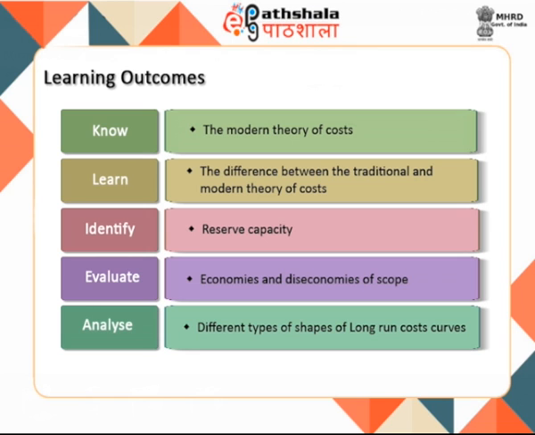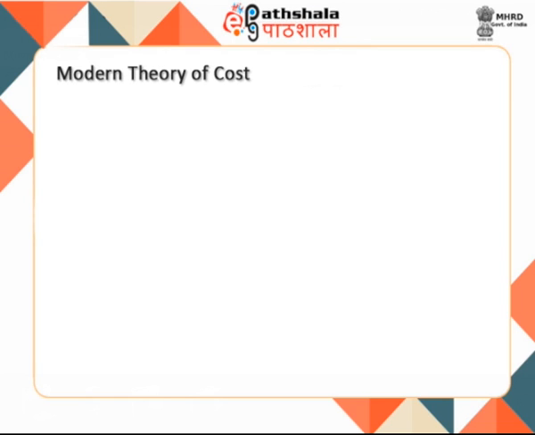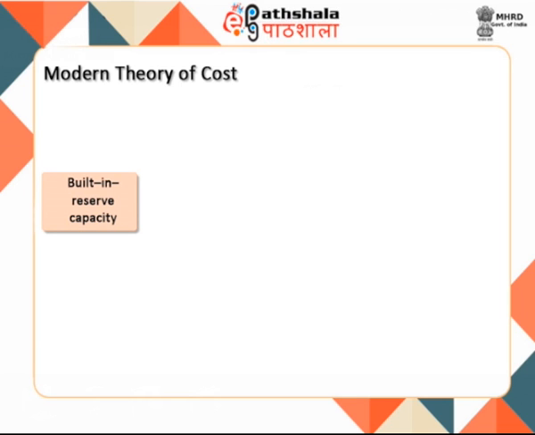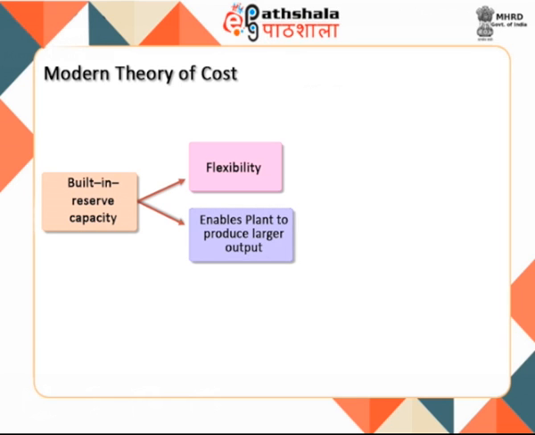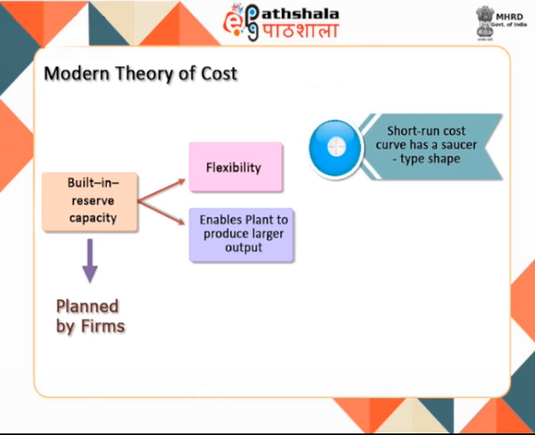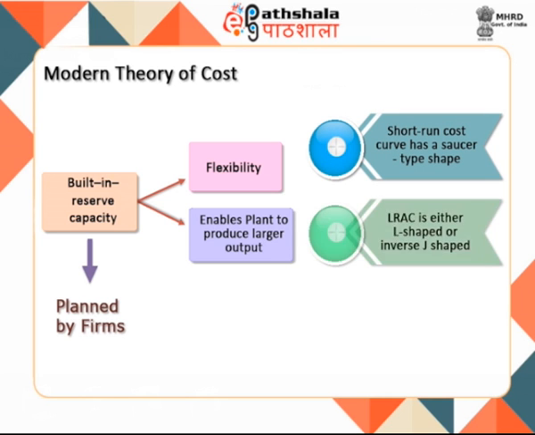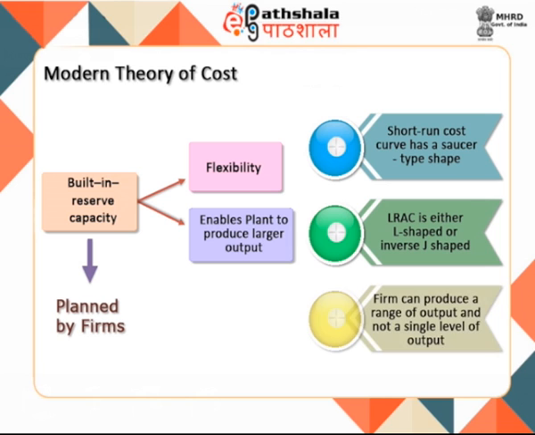The modern theory suggests the existence of built-in reserve capacity, which imparts flexibility and enables the plant to produce larger output without adding to the costs. Built-in reserve capacity is planned by firms. Modern theory of costs does not agree with the U shape of the cost curves. The short-run cost curve has a saucer-type shape, whereas the long-run average cost curve is either L-shaped or inverse J-shaped. According to the modern theory of costs, the firm can produce a range of output and not a single level of output as under the traditional theory of cost.